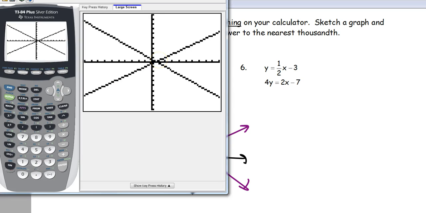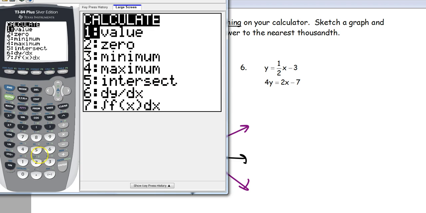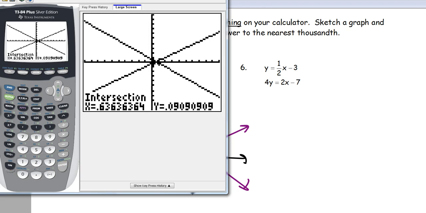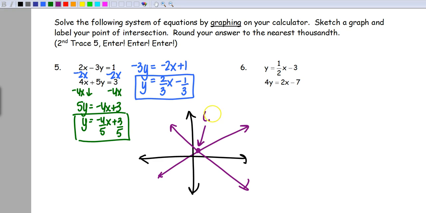And now to find the intersection point, we press second trace. We want to find where they intersect, so 5, and then just press enter 3 times. We will round to the nearest thousandth, 0.636, 0.09, the 9 moves the 0 up 1. There you go. That's your answer.